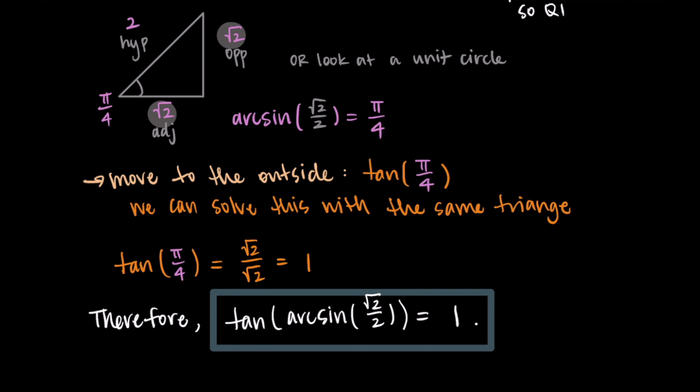So here we started with an input of square root of 2 over 2, that's a value, and we ended with an output that was also a value, so it was 1. We had an angle in the middle, that was the pi over 4, but we ultimately ended up with a value again at the end. Let's try this on another example.